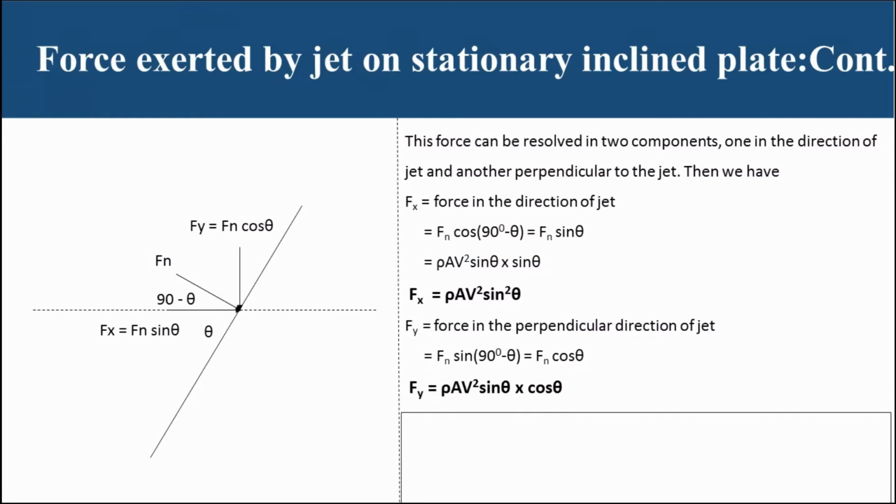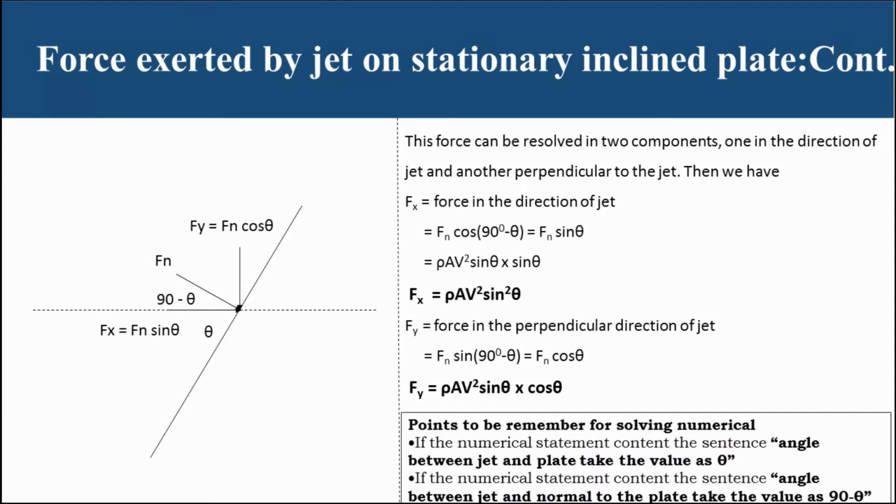So Fy equals ρ a v² sin θ cos θ. Now, for solving the problem, you are supposed to remember some points. First, remember and understand whatever language is used. If the problem uses "angle between the jet and the plate," in that case you are supposed to take the given value as θ.